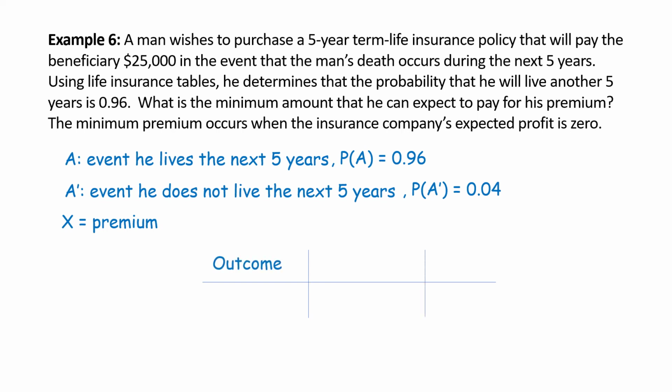We'll set up our expected value tables. We have an outcome and the probability associated with that outcome. One of them is he just pays the premium. And the probability is 0.96 that he pays the premium and he'll live the next 5 years. The other outcome possible is a $25,000 payout, but it's minus the premium payment. And the probability of that is 0.04. Before we continue, let's just take note that we are looking for an expected profit of 0. We now have the information we need to get our expected value.